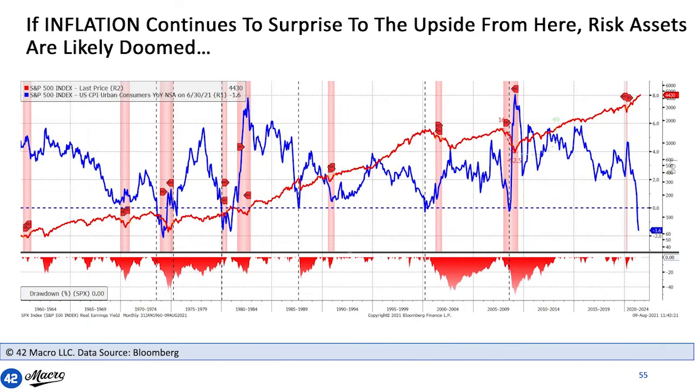On slide 55, if we're wrong on everything I just said, if inflation continues to surprise to the upside from here, risk assets are doomed. This chart shows the real earnings yield. The blue line is the real earnings yield for the S&P 500. And 5 of the last 6 times this thing went negative, and obviously it's deeply negative now, it was just ahead of a major drawdown in stocks.